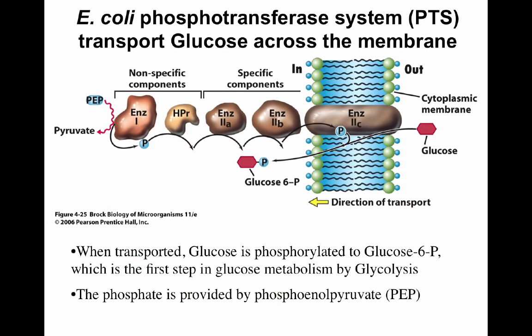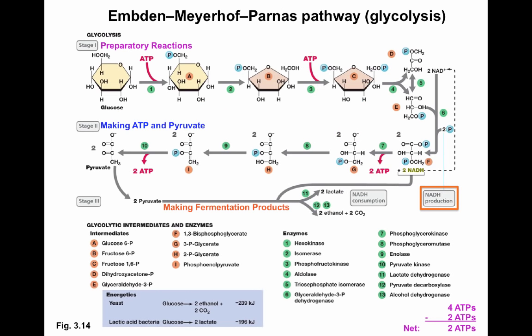So let's take an example of E. coli. E. coli, as you know, is a microorganism that is able to transfer glucose across its membrane using its PTS system. And glucose transported across the membrane by this system is immediately phosphorylated as it comes inside the cell, so it enters the cell as glucose-6-phosphate. Now, that glucose-6-phosphate is going to go through the Embden-Meyerhof-Parnas pathway, which you also know as glycolysis.